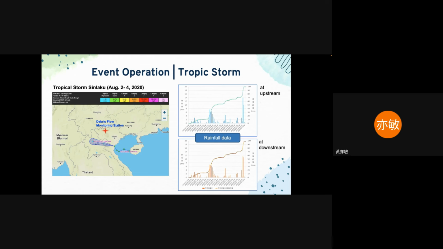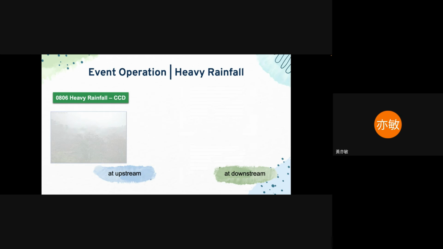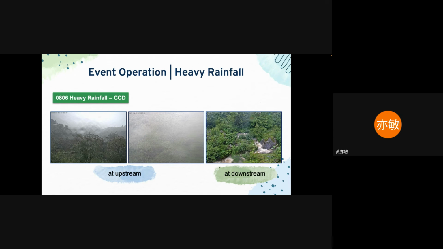So for example, in 2020, there was a tropical storm approaching the northern part of Vietnam. We can see the data directly from your cell phone because we have a wireless network. So you can watch and get the information from your cell phone, and you can make a decision if this is a serious case or not. Also, you can switch your cell phone to watch the on-site CCD camera. You can watch the real-time image from the site.